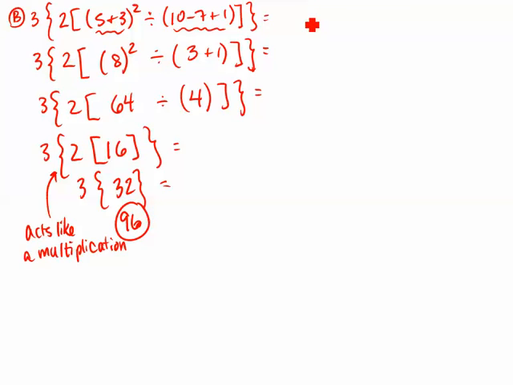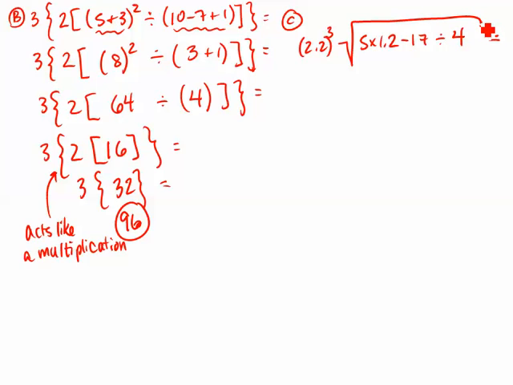Okay, one last example, and then you can keep trying more for yourself. This one's a little bit tricky. I have 2.2 in brackets cubed, which means to the 3rd power, then I have a square root sign, and then I have 5 times 1.2 minus 17 divided by 4 equals what? So take some time to pause the video so you can solve this one first.